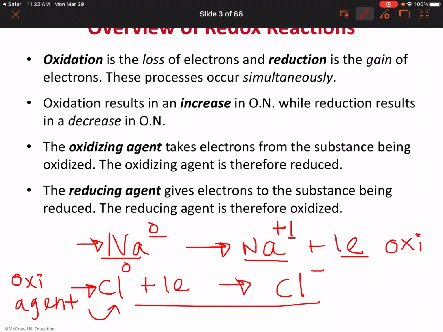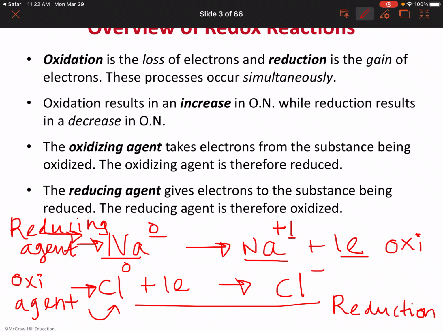Similarly, this process is reduction. But who is helping the reduction to take place? Sodium. So sodium is the reducing agent. Sodium undergoing oxidation is the reducing agent. Chlorine undergoing reduction is the oxidizing agent.